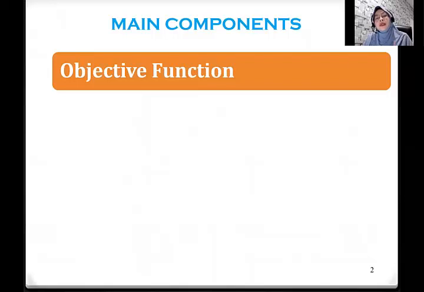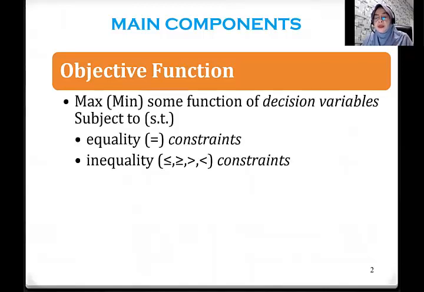First, in order to search, we must know what is the objective of our search. That means what are we going to look for? We call this the objective function or evaluation function. In the objective function, we will define whether we want to maximize or minimize some function of decision variables subject to certain constraints. A constraint can be equal, greater than, or less than. Later on we will see an example.